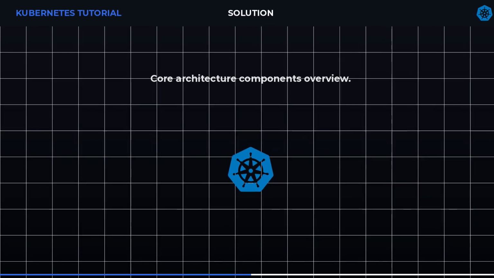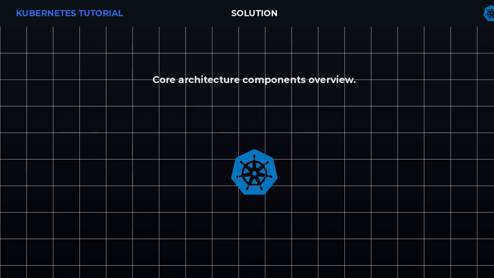Kubernetes is built around a control plane and worker nodes. The API server, scheduler, controller manager, and etcd store the desired state, while kubelet and kube-proxy run on each node to enforce it. Together, they form a resilient system that schedules pods, monitors health, and handles networking.